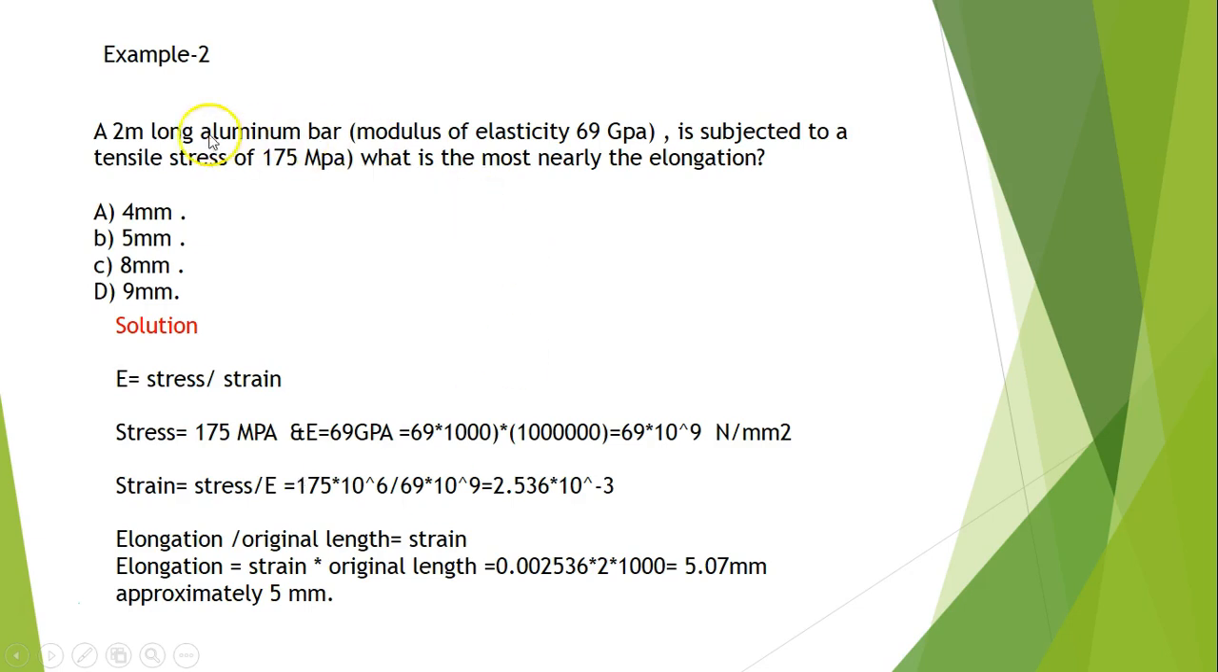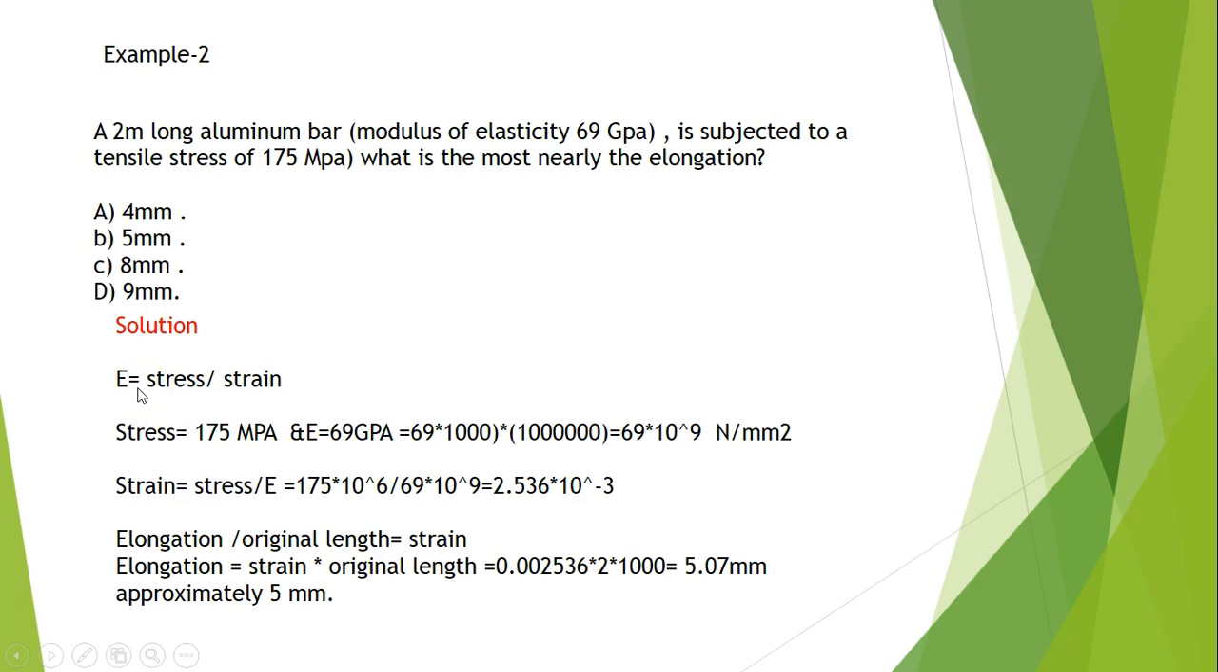For the second example, a 2 meter long aluminum bar, where the modulus of elasticity is 69 gigapascal, is subjected to a tensile stress of 175 megapascal. What is the most nearly elongation? It gives 4 alternatives: either 4 millimeter, or 5, or 8, or 9.